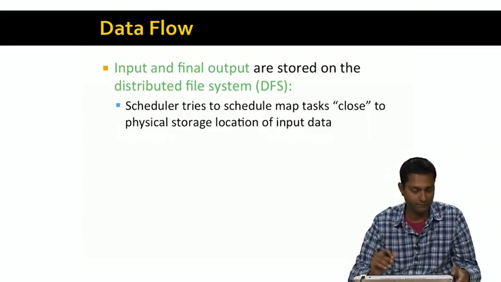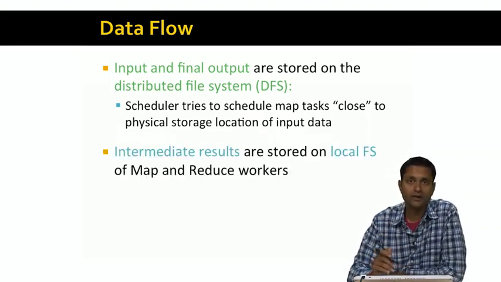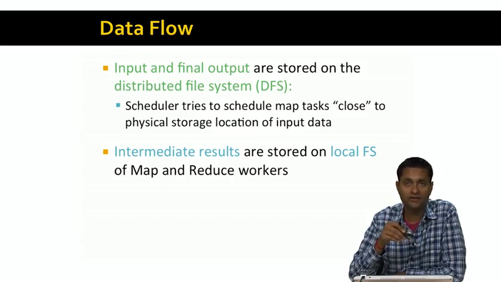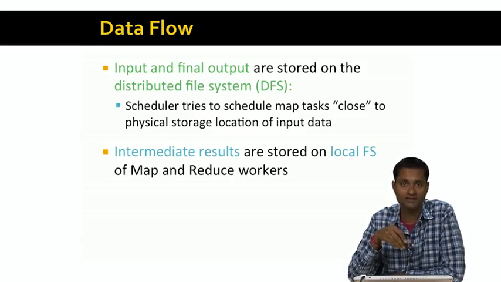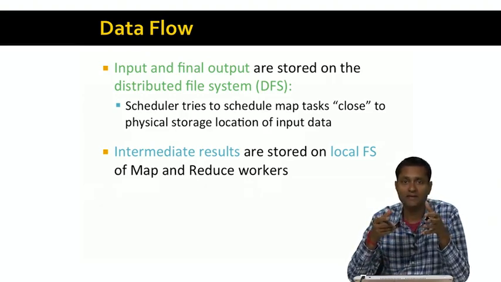Now, the intermediate results are actually not stored in the distributed file system, but stored in the local file system of the map and reduce workers. What are intermediate results? Intermediate results could be the output of a map step. An intermediate result could also be something that's emitted while in the process of computing a reduce.